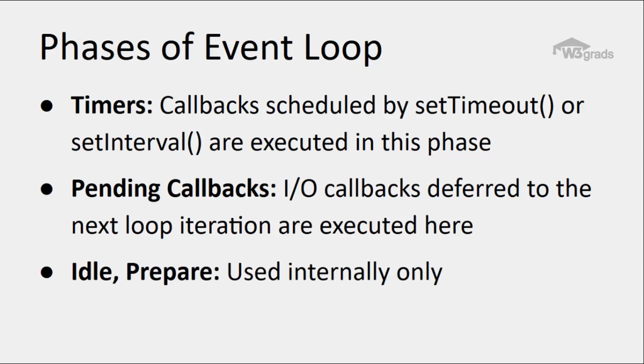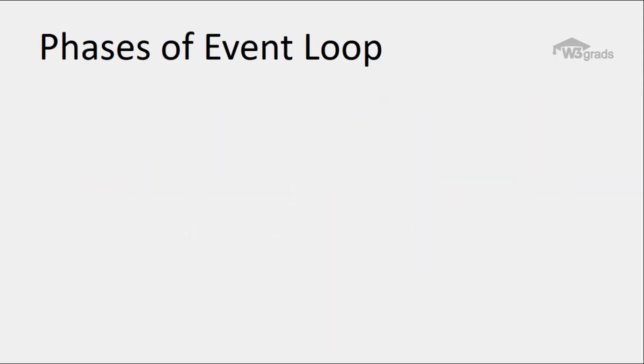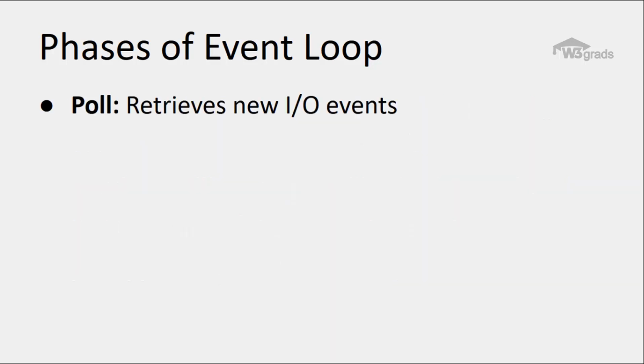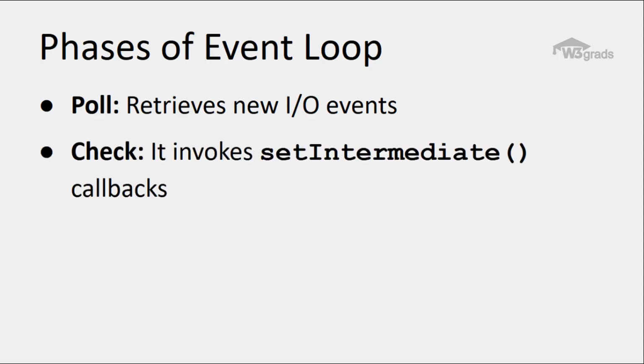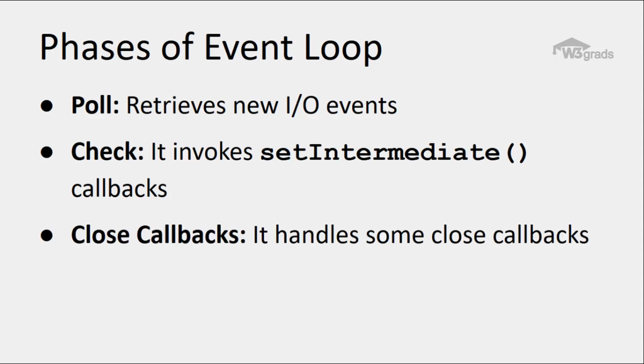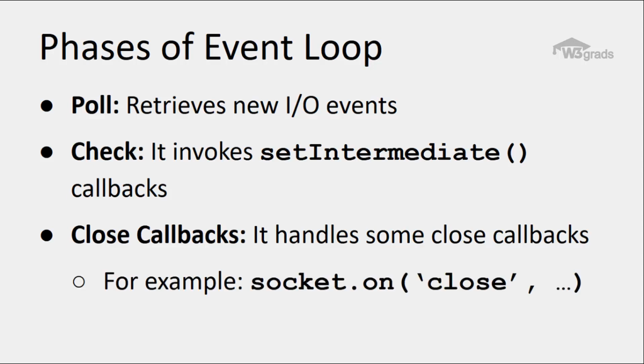The third phase is the idle, prepare phase, which is used internally only. The next phase is the poll phase, which retrieves new I/O events. Another phase is the check phase, which invokes setImmediate function callbacks. The last one in our list is the close callbacks phase, which handles some close callbacks. For example, socket.on, close. So, these are the different phases of event loop which we have discussed.